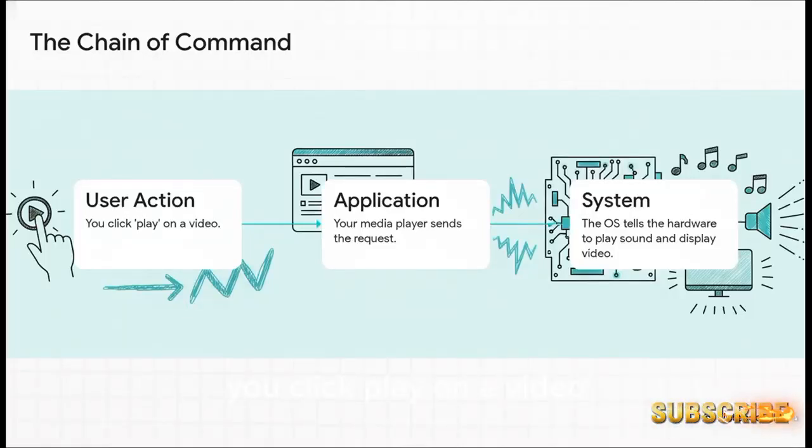You click play on a video. Now, that simple click doesn't go straight to your speakers or screen. No way. First, the application, your browser for instance, hears that request. But the browser can't talk to the hardware directly. It's not allowed to. So it has to send a message down the chain to the manager, the system software. It's only then that the operating system takes that message, translates it into a language the hardware understands, and tells the screen to light up and the speakers to make noise. And just like that, your video plays.